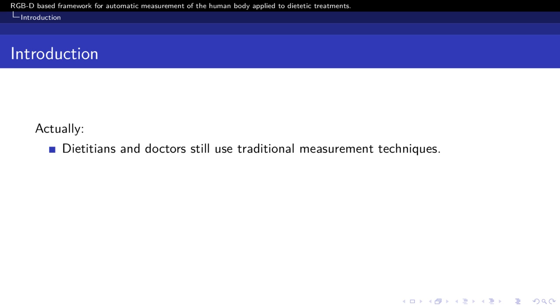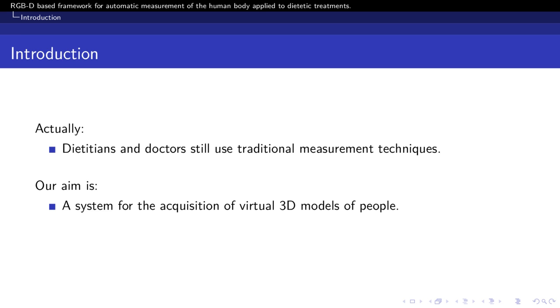Nowadays, dietitians and doctors still use traditional measurement techniques to know the fat percentage of the human body. The aim of this work is the creation of a system for the acquisition of virtual 3D models of people under dietetic treatments. Moreover, this system must allow us to take different measures, such as perimeter, area, and volume.